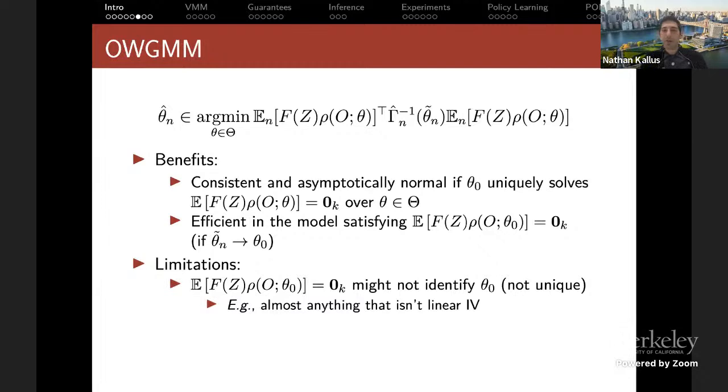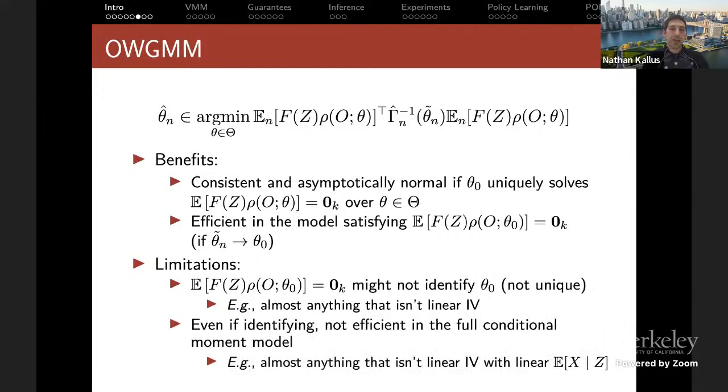It's not unique, right? And that pretty much shows up in anything that isn't linear IV. So if you have linear IV, instrumental variable regression where theta naught is a linear function, then you know how to identify it. But anything else pretty much is not going to work. It's not enough to solve the conditional moment problem. In addition, even if you're in that identifying case, like linear IV, it's not going to be efficient in the full conditional moment model. It's only efficient in this submodel. So that's actually almost anything that isn't both linear IV with a linear first stage regression. So pretty much anything. Okay, so what should we do?